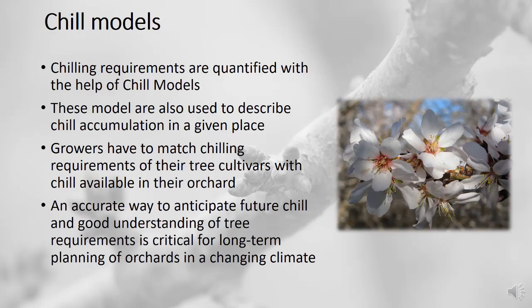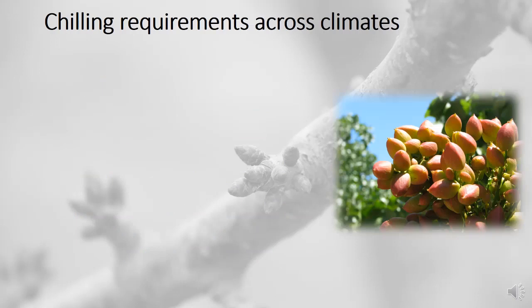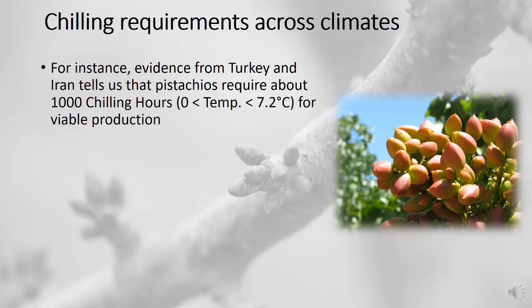An accurate way to anticipate future chill and a good understanding of tree requirements is critical for long-term planning of orchards, especially in the changing climate that we're currently in. Now let's look at an example. For instance, there's evidence from Turkey and from Iran that tells us that pistachios require about 1,000 chilling hours. A chilling hour is an hour when temperatures are between 0 and 7.2 degrees Celsius. I'll go a bit into detail on that in a few minutes. So this has been determined as the minimum requirement for viable production.